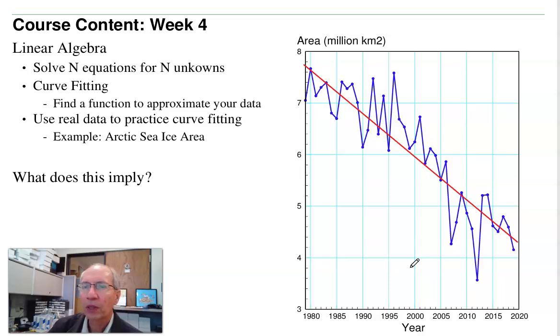During week 4, we'll look at linear algebra. Linear algebra is how to solve n equations for n unknowns. And rather than just give you made-up data, we're going to look at real data. You can look at global temperatures. You can look at sea ice levels. You can look at CO2 levels and see what the trends are.